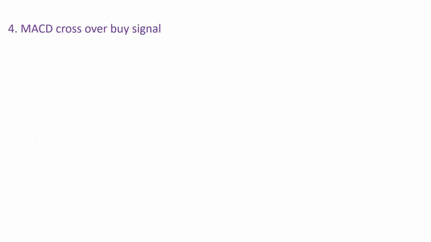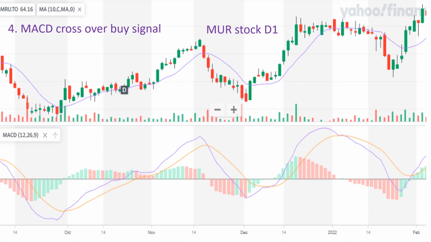The last strategy is MACD crossover buy signal. This is the price trend, MUR stock, D1 time frame of Yahoo Finance. I installed the SMA 10 as a fast moving average as a best fit for this price trend. And also this is the SMA 10. And also I installed the MACD indicator with 12, 26, 9 parameters.